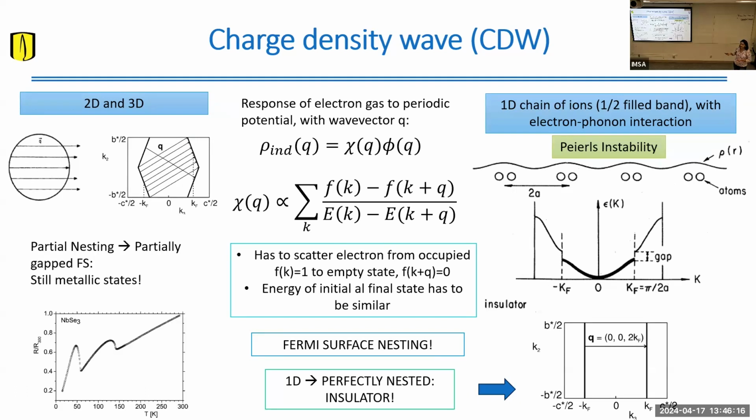So this partial nesting creates more complicated effects. I was telling you the charge density waves tend to make the material insulating in 1 dimension. But in 2 dimensions, when you have partial nesting of your Fermi surface, you can still have metallic states that are not nested by your Fermi surface. Therefore, you can have a combination of metallic states and portions of your Fermi surface that are gapped.